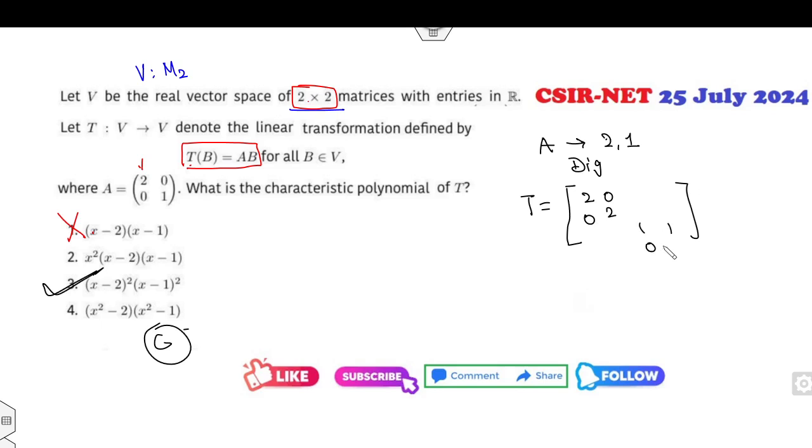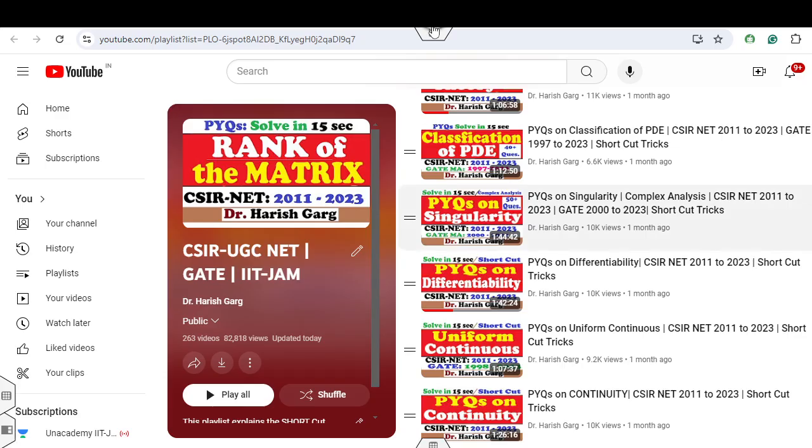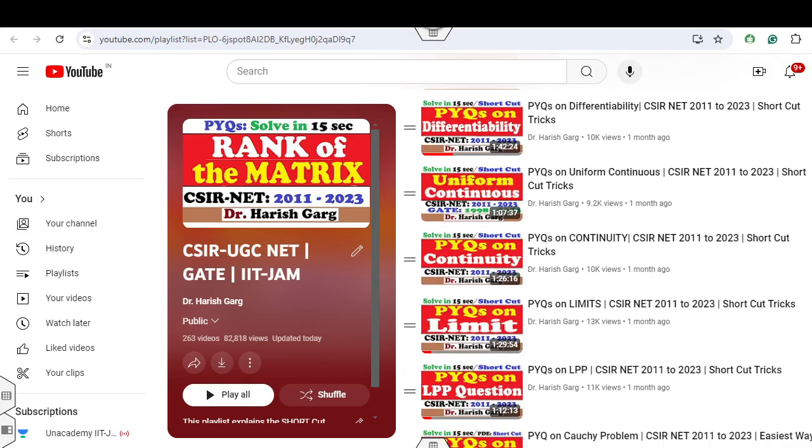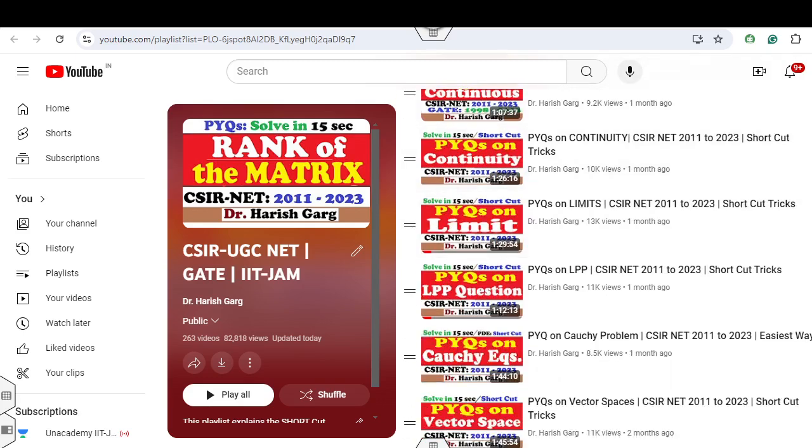This you can write in your mind. Fine. So what are the eigenvalues of T? 2, 2, 1, 1. So the characteristic polynomial is (x minus 2) whole square, (x minus 1) whole square. So you can see that within a very fraction of a second you can get your answers in this manner. That's why I'm asking you to follow this playlist and try to learn how I have explained all of this with the help of shortcut tricks.